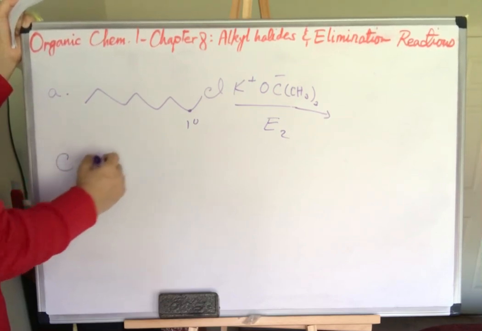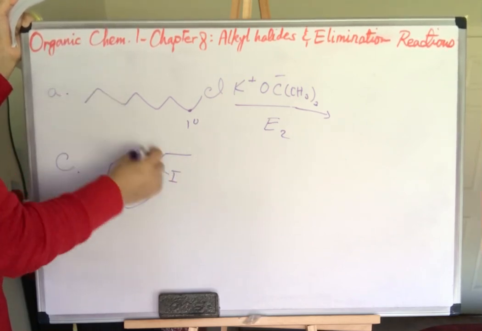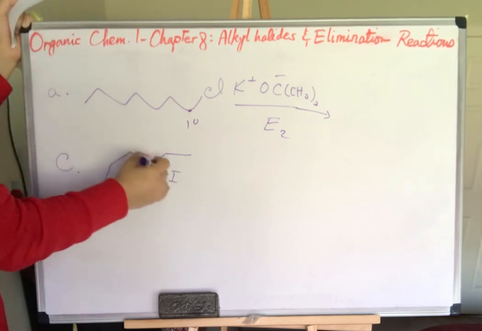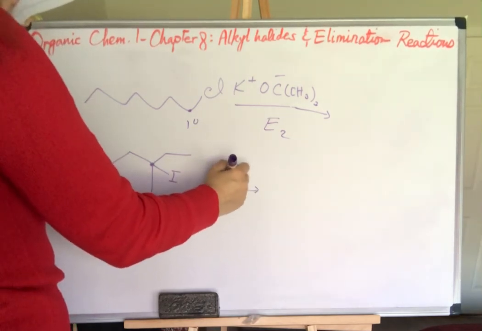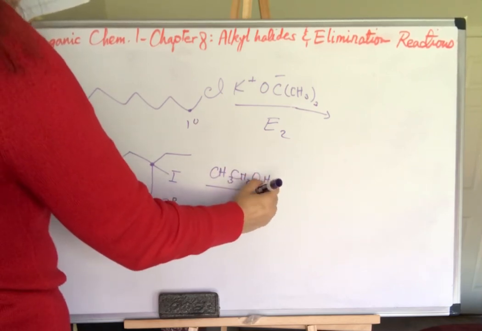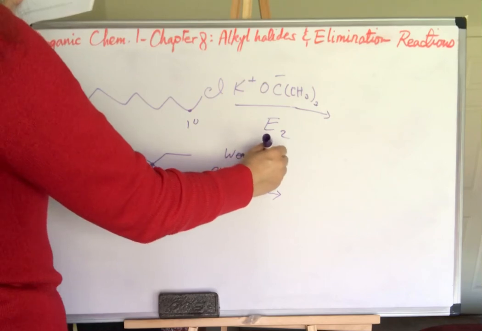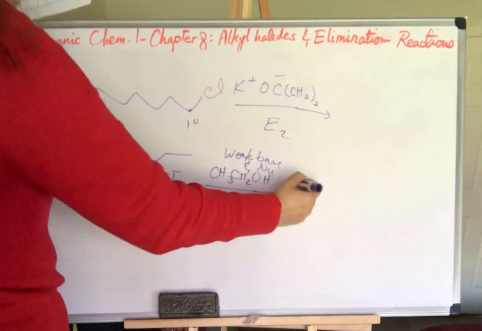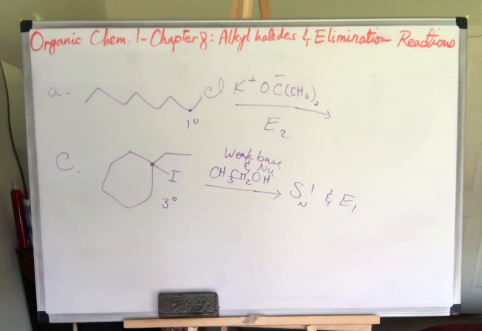Let's say for C, it's a tertiary alkyl halide, correct? 1, 2, 3. CH3, CH2, OH. It's a weak base and nucleophile, so it's either SN1 or E1. Okay, I hope it was a useful review on these concepts. Good luck with the studies for this chapter.